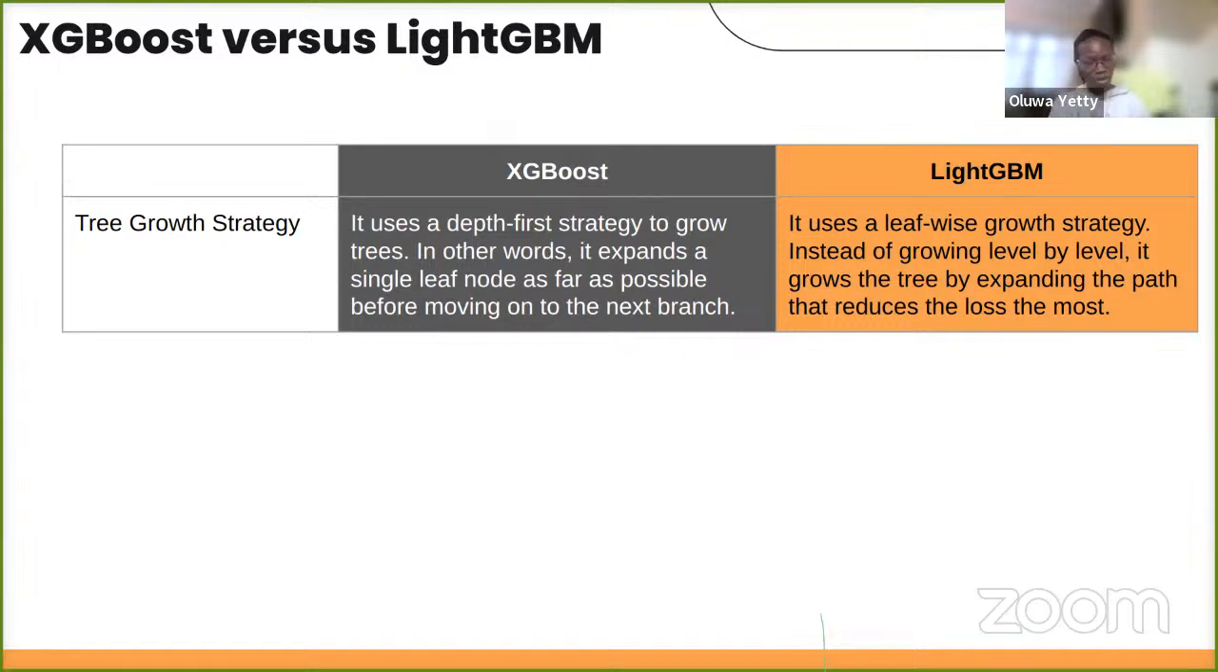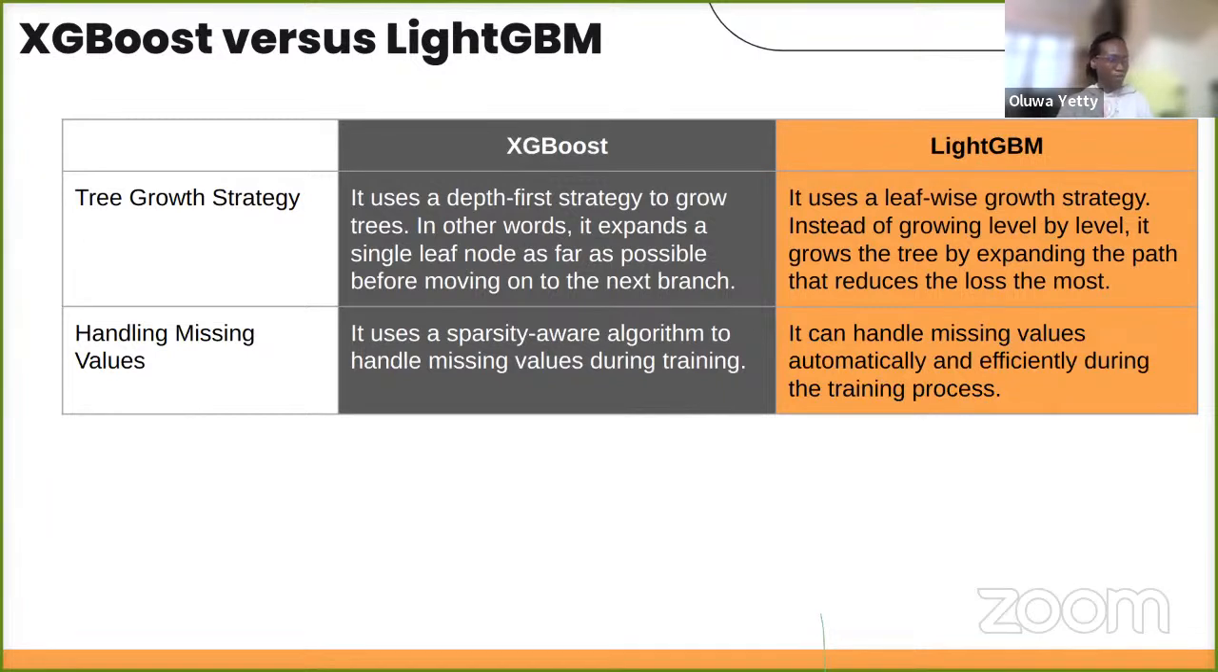Whilst LightGBM grows the tree by expanding the part that reduces the loss the most. Basically, when you are training, you're also doing cross validation. So as it's building the parts, if there is any part where the loss is high, it just ignores it and continues with the parts where the loss is low, when you check the accuracy or whatever evaluation metric you are using to evaluate your model. So that's how it works. They have differences, but it's the same goal that they are trying to achieve.